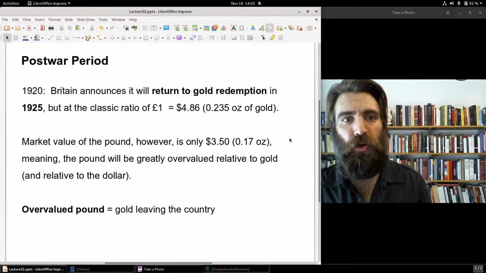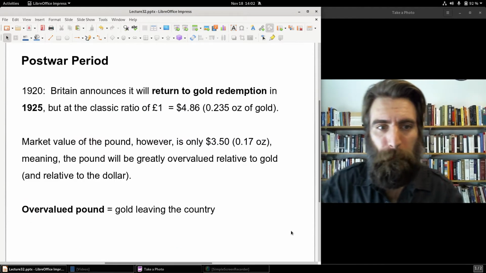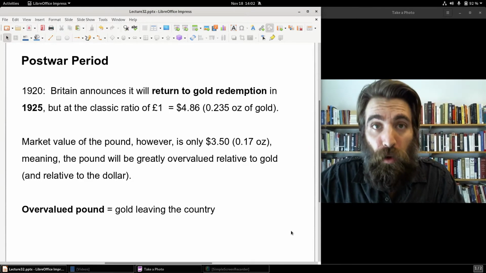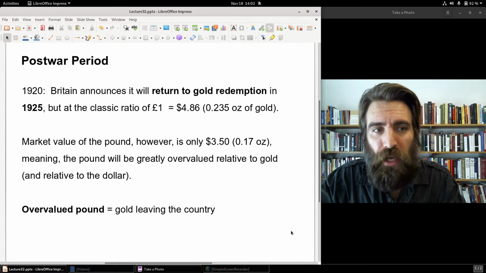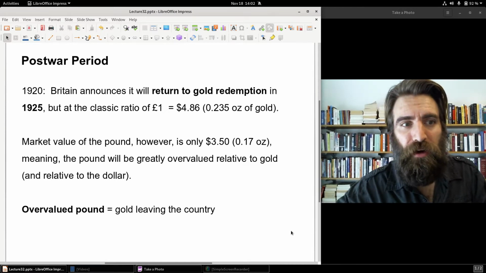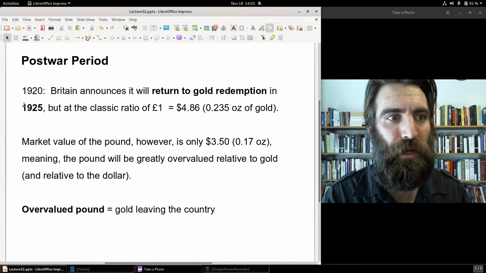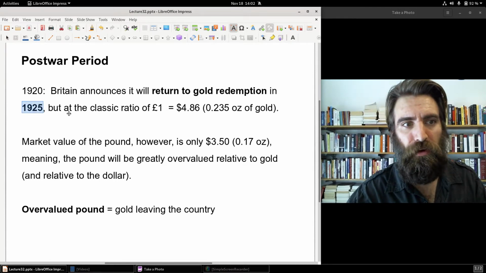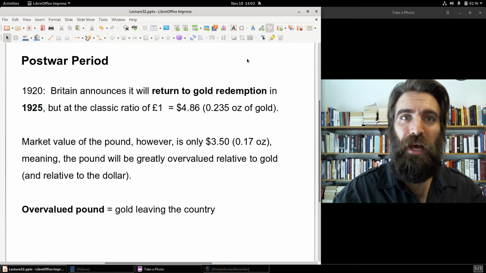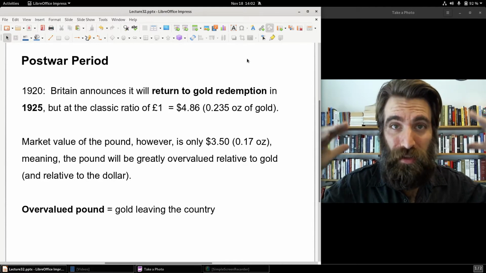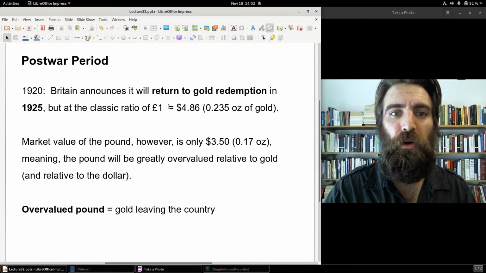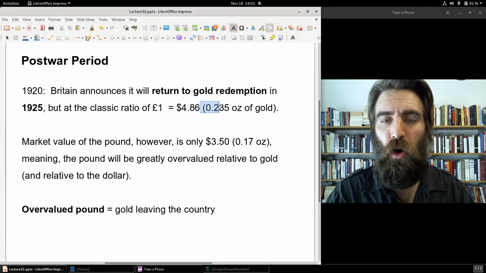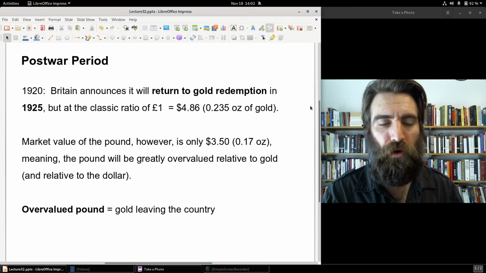And sure enough, in 1920, Britain announces that it will return to gold redemption once again in 5 years. So the date that they plan to return to a gold standard, 1925, will be the year. And they announce that they would like to do it. The intention is to return to a gold standard at this old classical ratio of 1/4 of an ounce of gold.